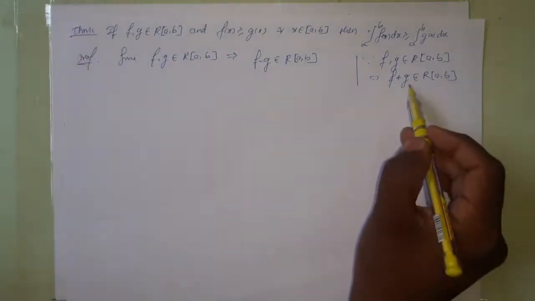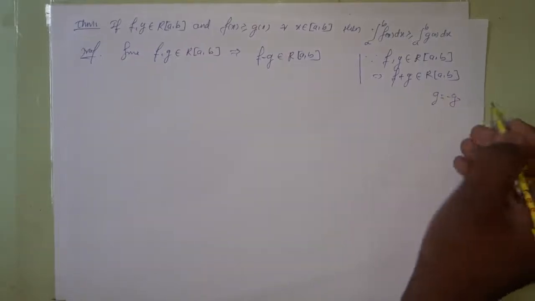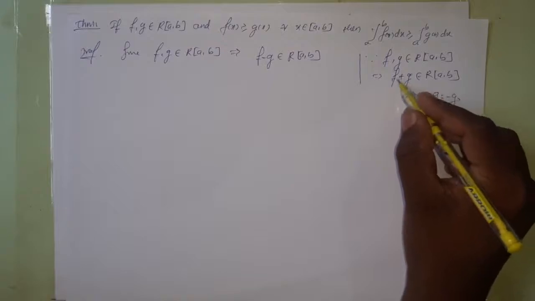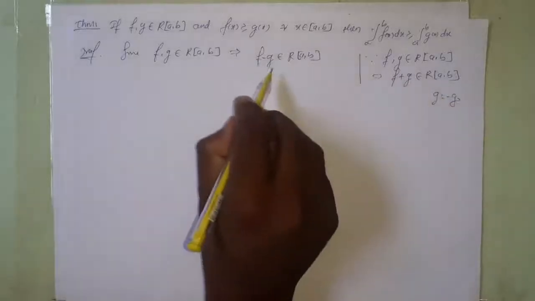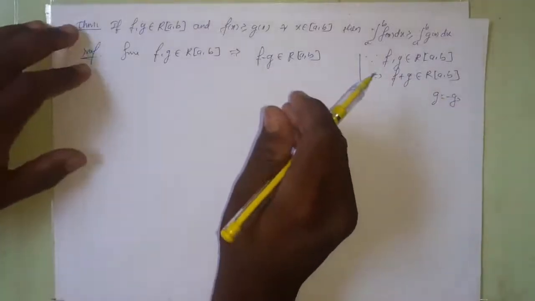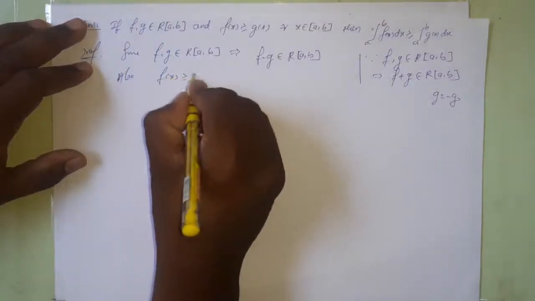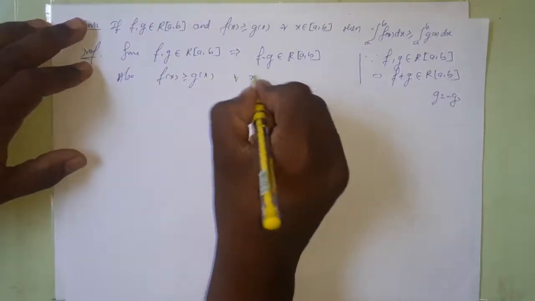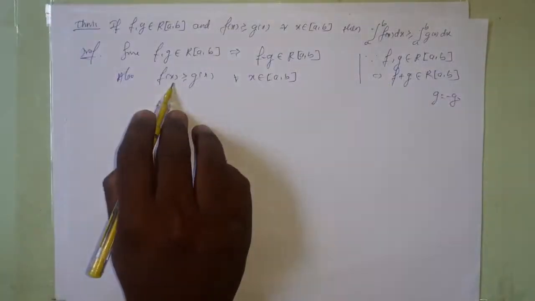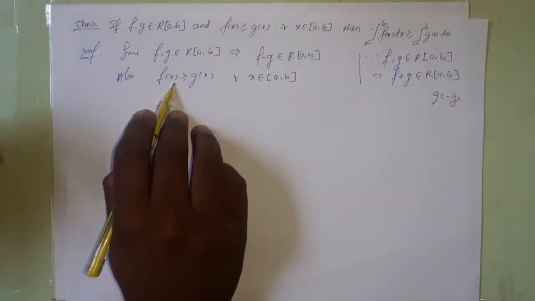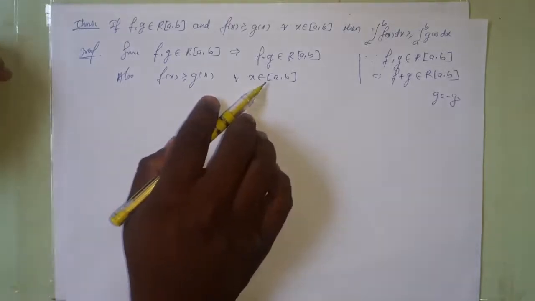Now, if we replace g by minus g, then we can say that f minus g belongs to R[a, b]. So, on this basis we have written that f minus g is also a Riemann integrable function, and also it is given that f(x) is greater than or equal to g(x) for all x in the closed interval [a, b]. Here it is the given condition that f(x) is greater than or equal to g(x) for all the values of x in the interval [a, b].